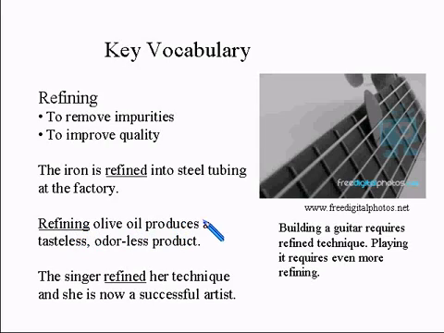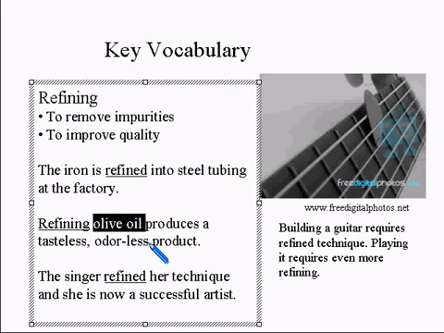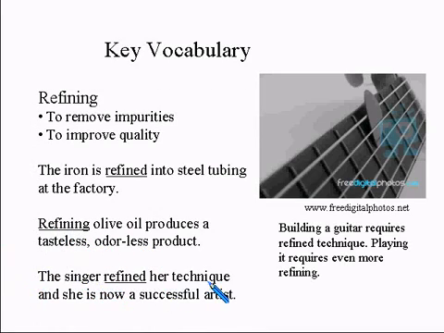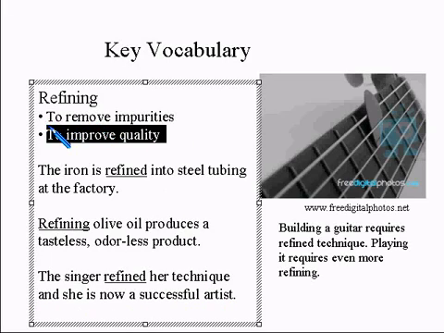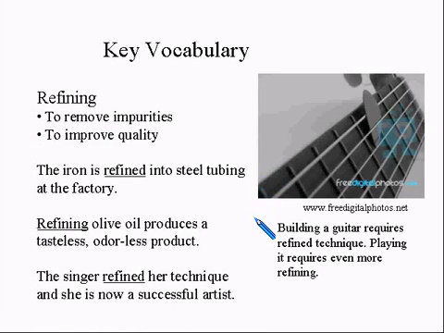Refining olive oil produces a tasteless, odorless product. So if you don't like the taste of the extra virgin olive oil, you can have the refined olive oil. The singer refined her technique and she is now a successful artist. That's an example of improving quality. Building a guitar requires refined technique. Playing it requires even more refining. So you have to improve the quality of the guitar and also improve the quality of playing.